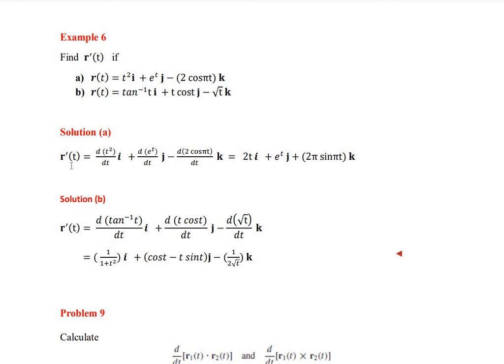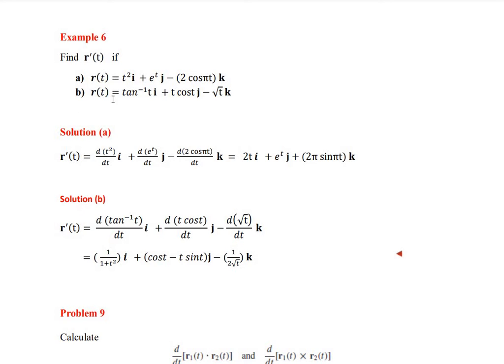So solution of the first one, vector r dash of t is the component wise differentiation. Derivative of the first component, that is t square, derivative of the second component, that is e raised to t, and derivative of the third one. So you will get the answer as 2t into i cap plus e raised to t into j cap plus 2 pi sine pi t k cap.